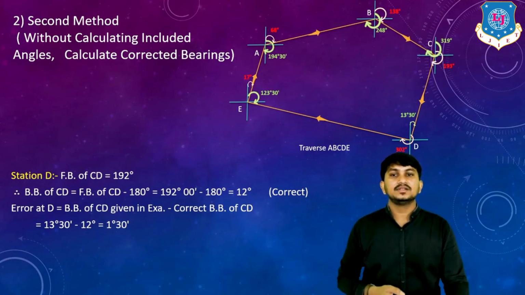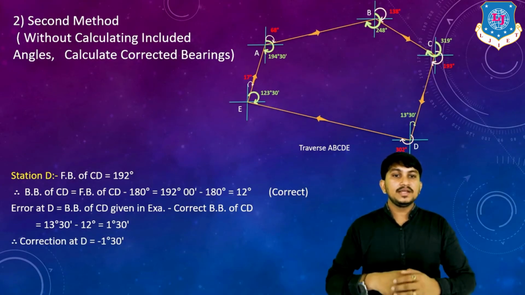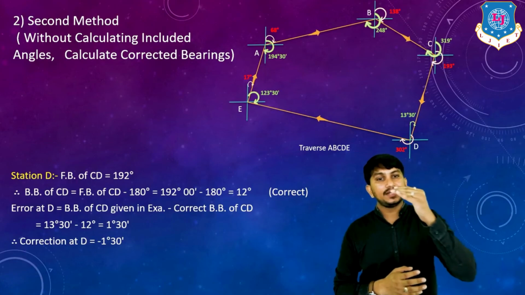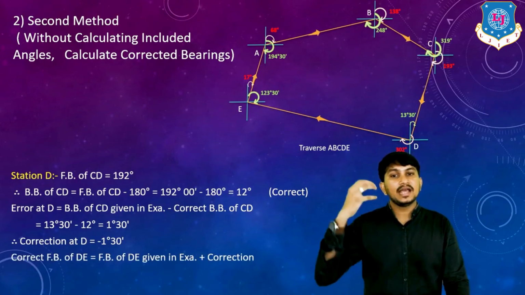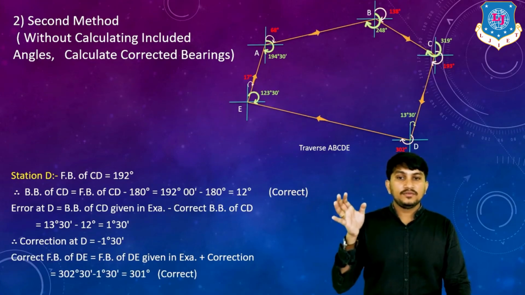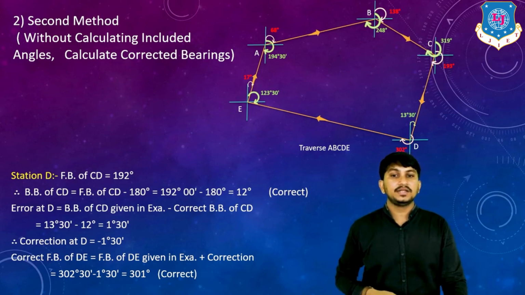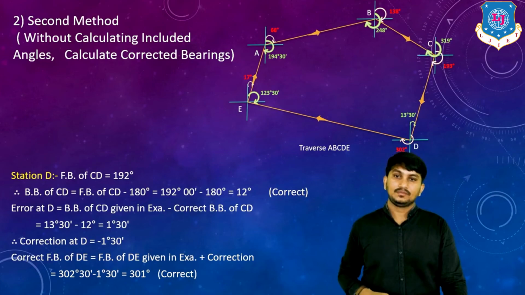To correct this error, the correction at station D is minus 1 degree 30 minutes, which will be implemented in the next reading, which is FB of DE. So FB of DE, which is given in the example, is 302 degrees 30 minutes, and we will add this correction, minus 1 degree 30 minutes. So the corrected FB of DE is equal to 301 degrees.